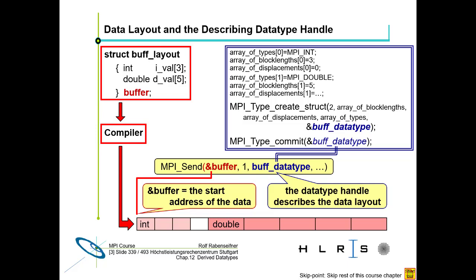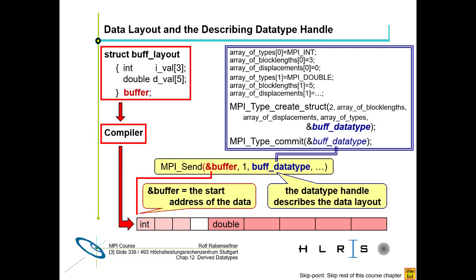The second block consists of doubles, so the type would be MPI double. The block length would be 5, and the displacement we will discuss later on. Then we can create a new data type using MPI type create struct. We indicate the number of types and of block lengths, which is 2, and then we have the array of block lengths, the array of displacements, the array of types, and the address of a buffer data type.